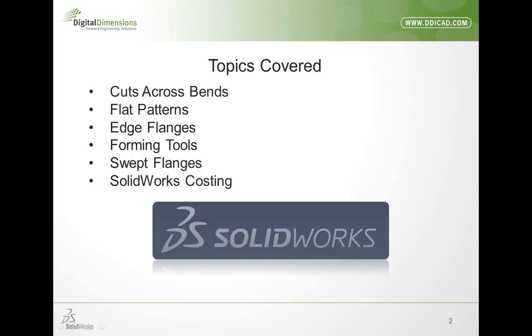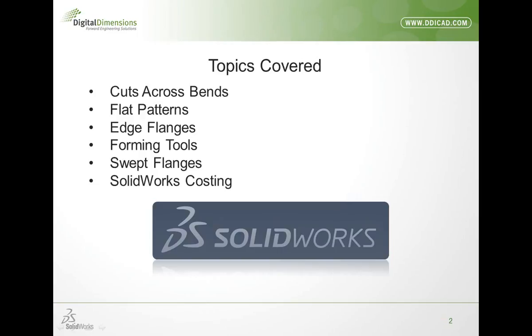The first thing that we're going to cover on the sheet metal side is the new ability to cut across bends, meaning that rather than have a through hole, you can actually have blind features that go across bend lines, and that allows it to get calculated with the flat pattern. There's a new feature within flat patterns that lets you eliminate faces so they don't show up during the flat pattern stage. There's some new functionality with edge flanges, some new abilities with forming tools, a new feature called swept flange, which works a lot like swept surfacing, and then a new utility for SOLIDWORKS Professional and Premium called SOLIDWORKS Costing.